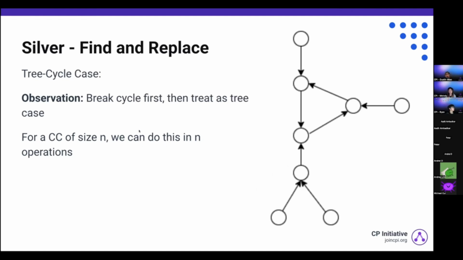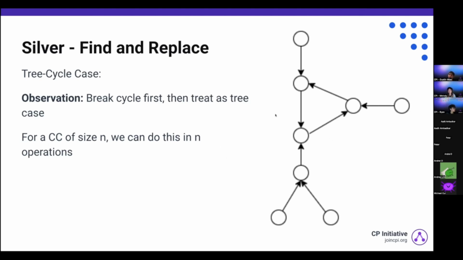Okay, so then we have the tree cycle case, which might be the most complicated case. What we have here is a tree, but in the middle you can see that we have a cycle. And for each node in the cycle, it has its own subtree. So it's not obvious at first, but we can also do this in n operations.